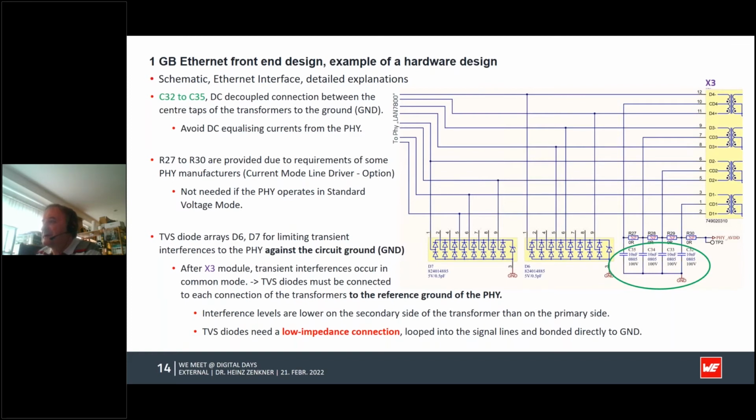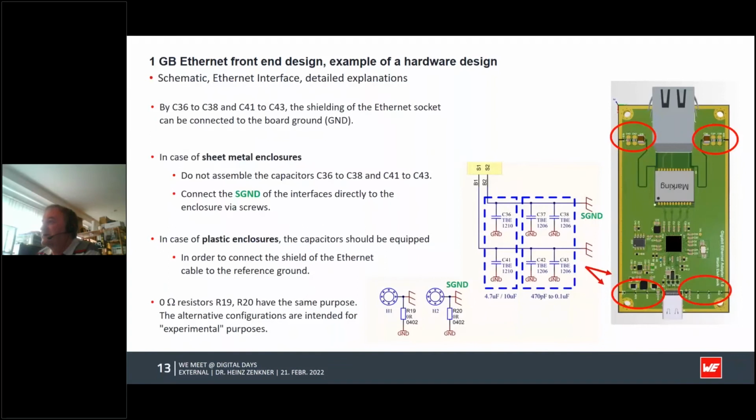Then we have some TVS diodes. Why do we have them here? This is to protect the Ethernet PHY here from transients. If you look at the schematic, let's go back a little bit to the overall schematic here.